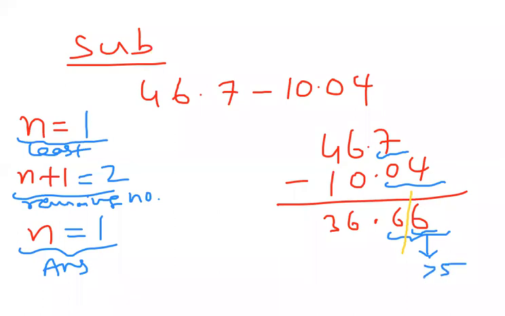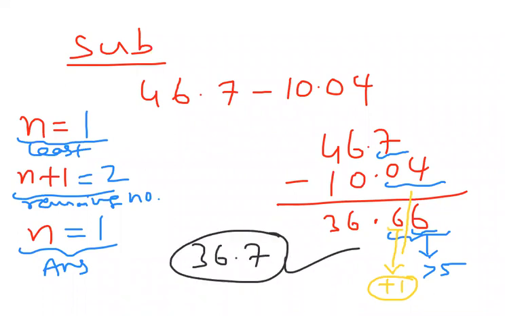So what is our rule? Greater than 5 means the immediate previous number has to be raised by 1. So now our answer is 36.7. Like that we have to do it.